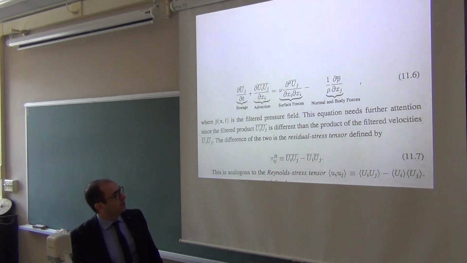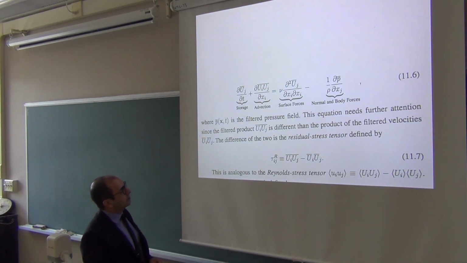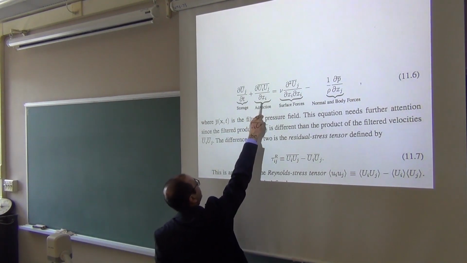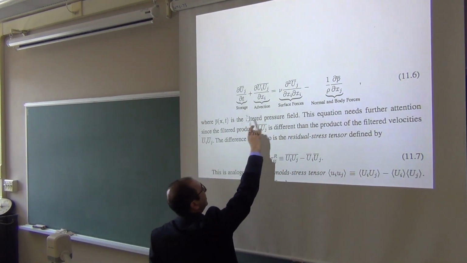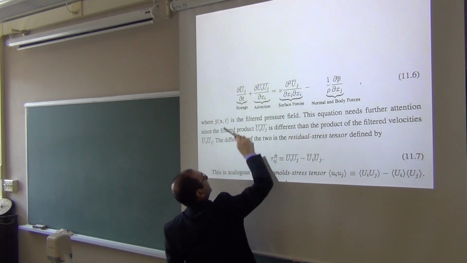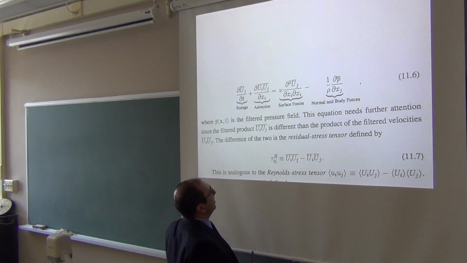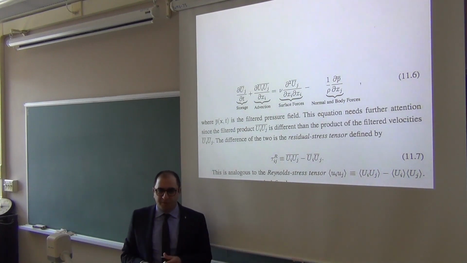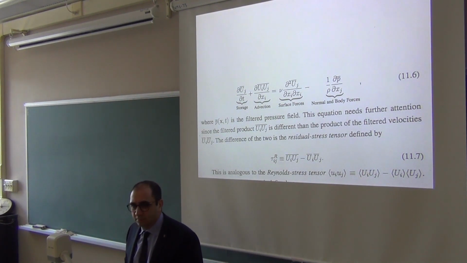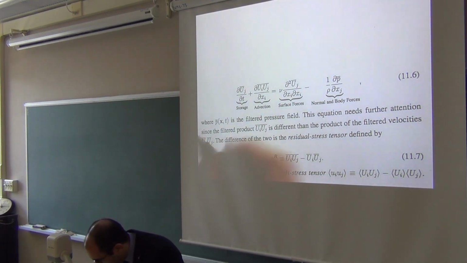The same equation you've seen before, right? You have the storage term, the advection term, the surface forces, and the normal and body forces. But now you are filtering each term. Filter that, filter this, filter this. Everything else is easy except here. Here you're taking the filter of a product of a pair of velocities. Okay? So this is where the turbulence closure problem manifests itself. Why?